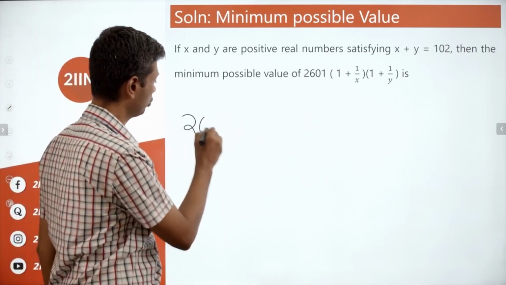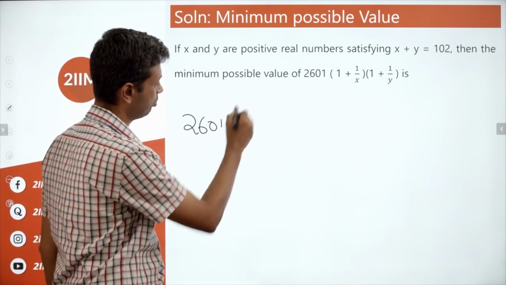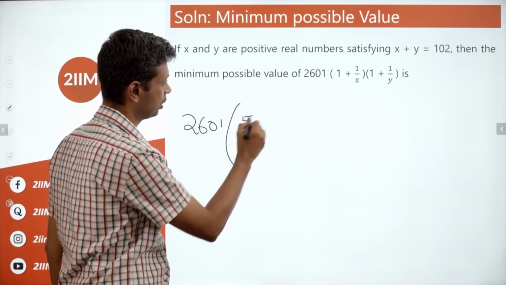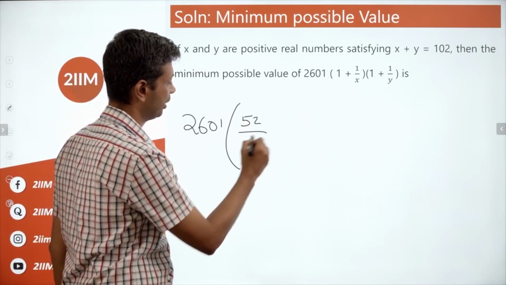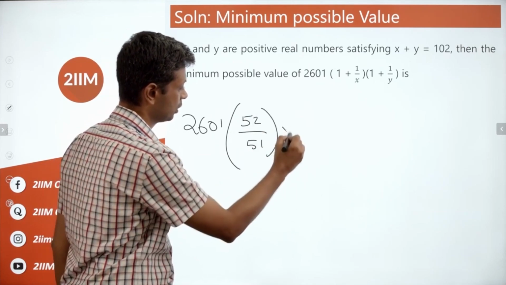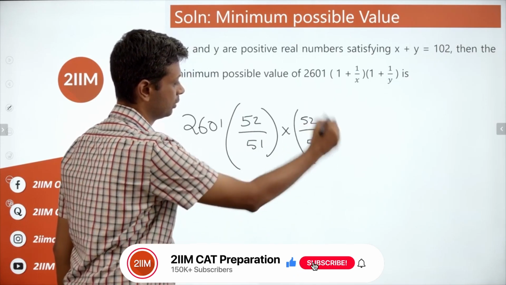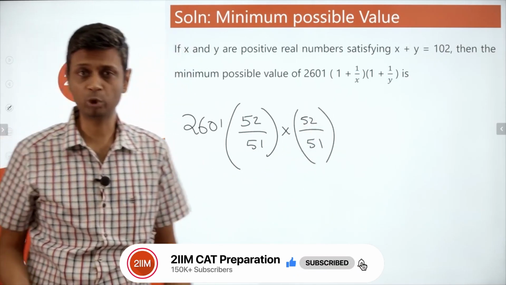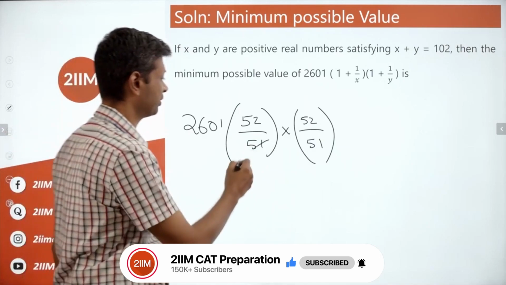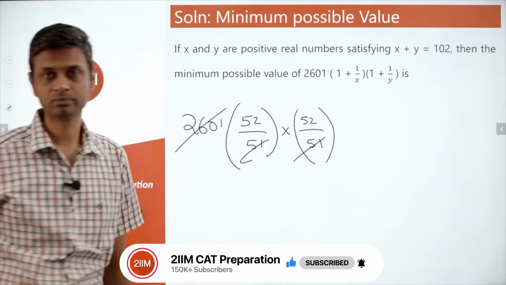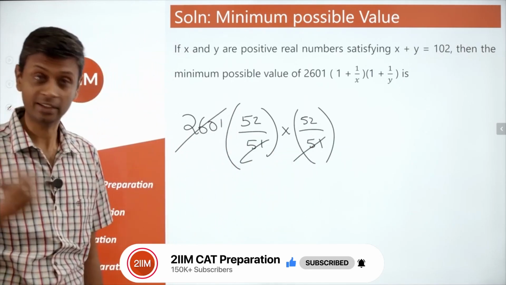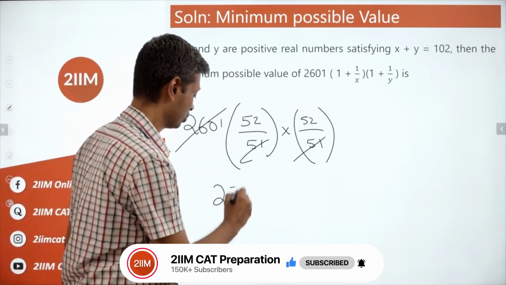So looking at 2601 into 1 plus 1 by 51, or 52 by 51 into 52 by 51. 1 plus 1 by 51 is 52 by 51. 51 into 51, funnily enough, is 2601. 52 into 52, you should find that, but I happen to know that it is 2704.